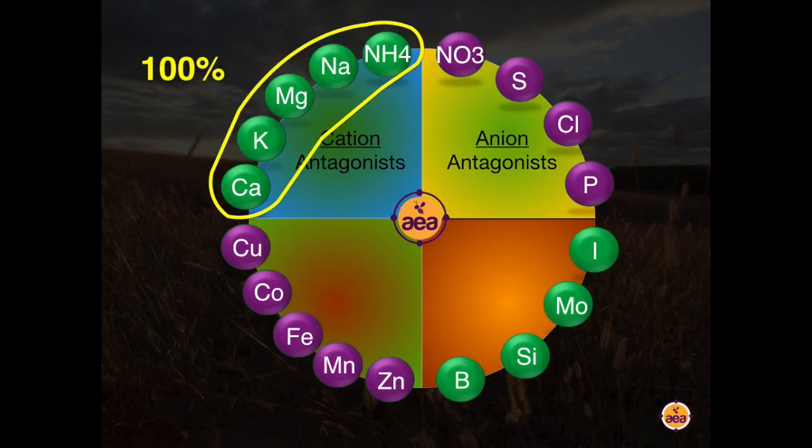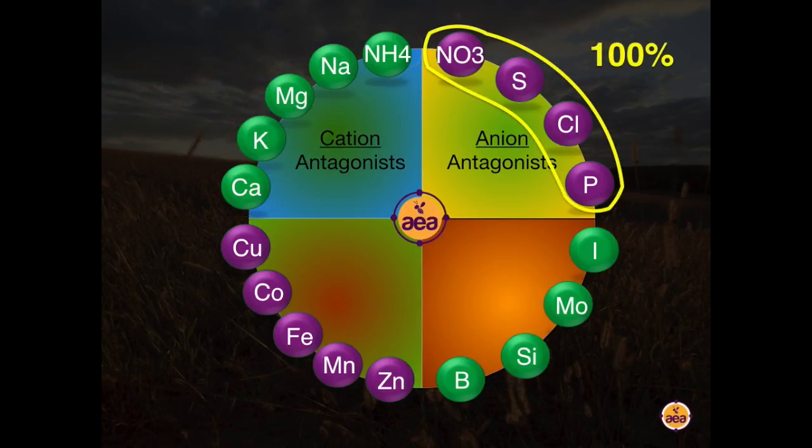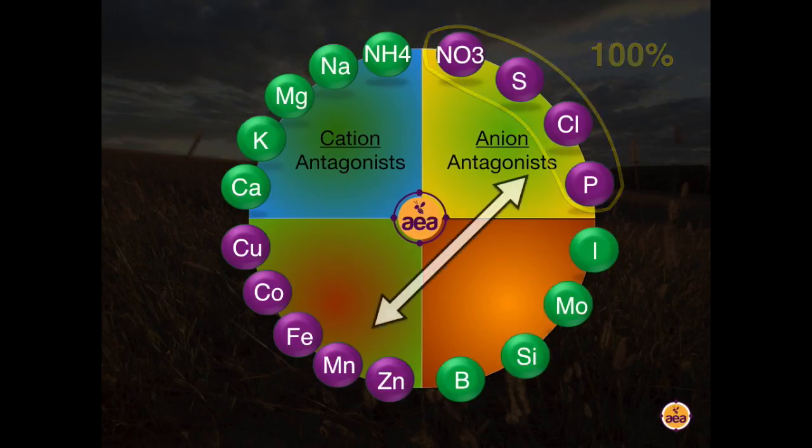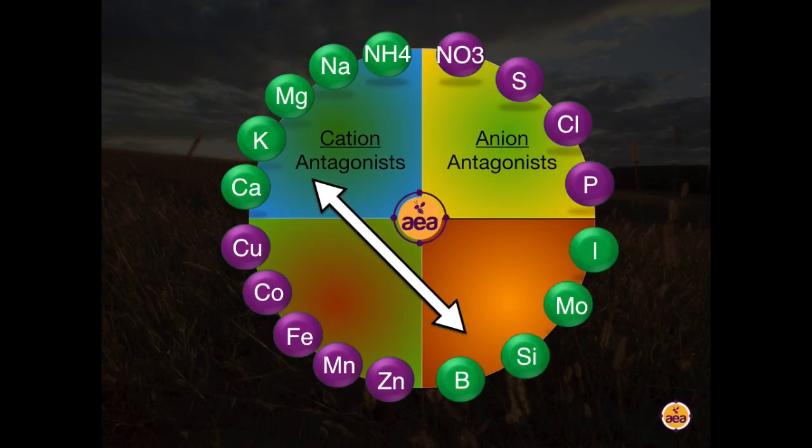So the same holds true for the anions. You have nitrate, sulfur, chloride, and phosphorus, and an excess of any one of these elements can create deficiencies of any of the others. Then we have some interesting synergistic relationships diagonally across the chart, between phosphorus and zinc, for example, and in the other direction between calcium and boron.